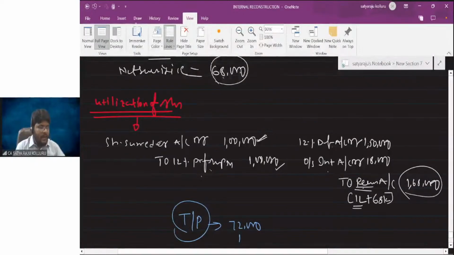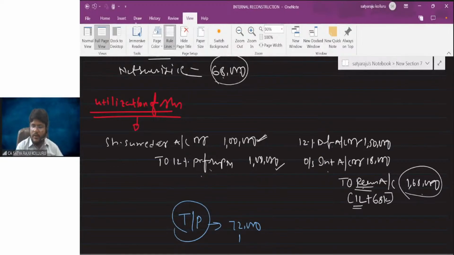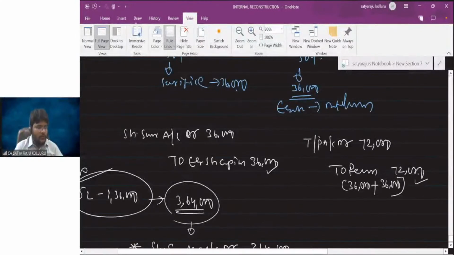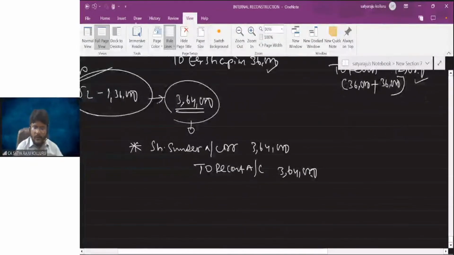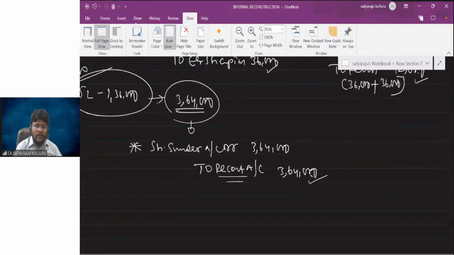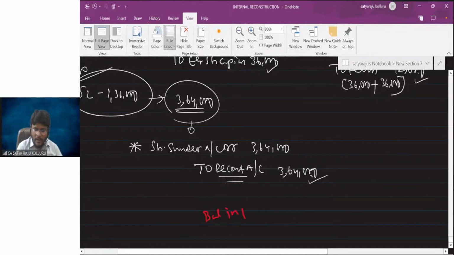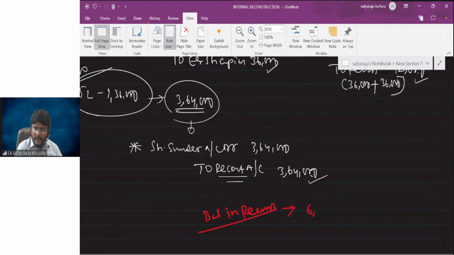Please, all of you put it in your calculator. 1,68,000 is the reconstruction we have in that entry. Next, come down. Here, reconstruction we have 72,000 plus 72,000. Come down. Just now you transferred the balance in share surrender to reconstruction, 3,64,000 plus 3,64,000. So total I have 6,04,000 balance in reconstruction. Now, the balance in reconstruction before setting off the P&L account was 6,04,000.